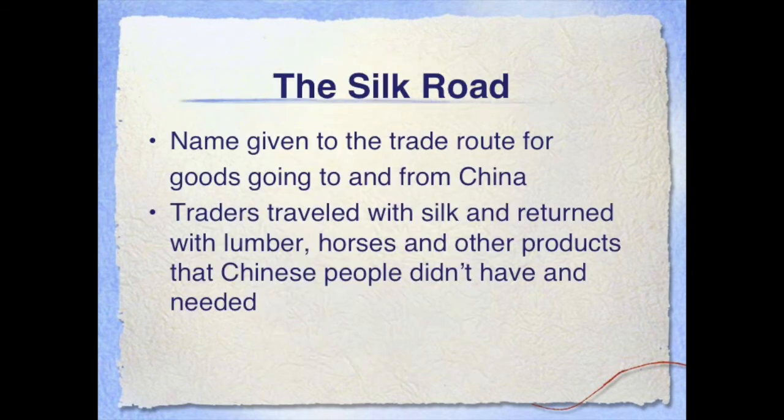As you can imagine, the Silk Road was not actually a road. It was the name given to trade routes for goods going to and from China. So traders traveled with silk and returned with lumber, horses, and other products that the Chinese people did not have. The Silk Road was a name given to any route that led China to eventually Rome. It was a 4,000-mile trip.